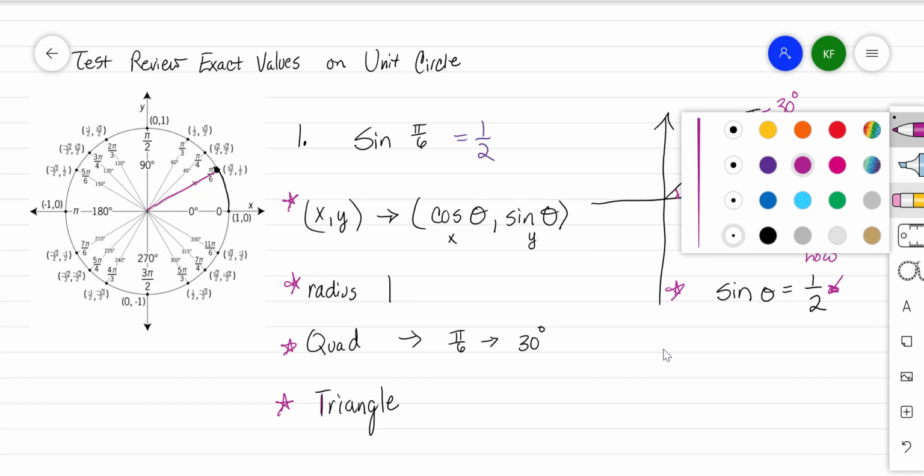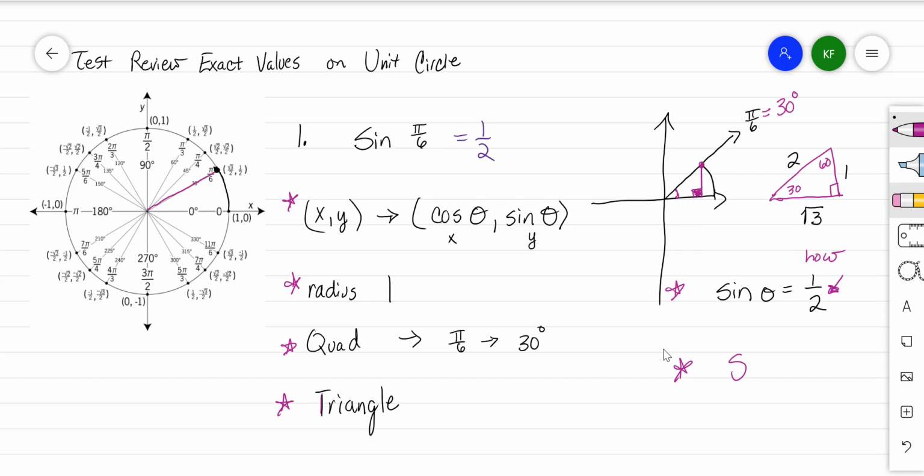And don't forget, you have to tell me the sign. Put that so you don't get confused. The sign value is positive. Why is it positive? Because of All Students Take Calculus. That's your little idea that's going to help you. All functions are positive in quadrant 1.